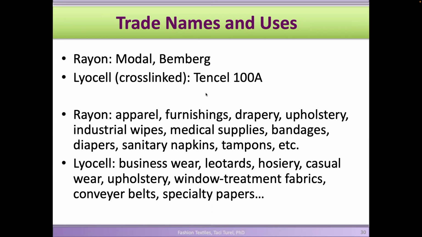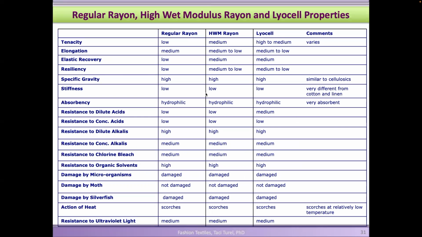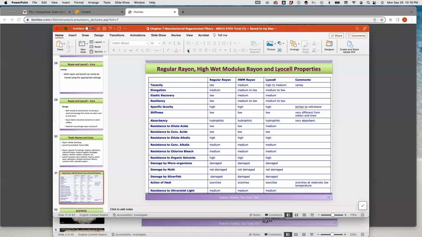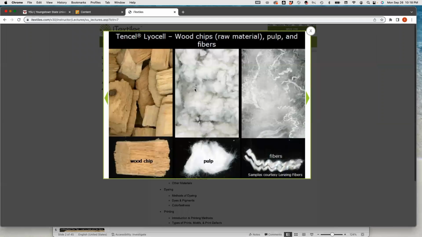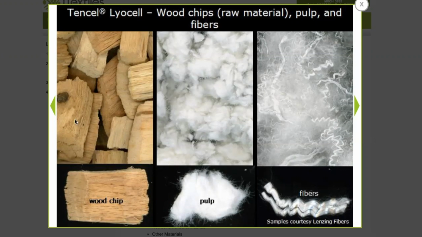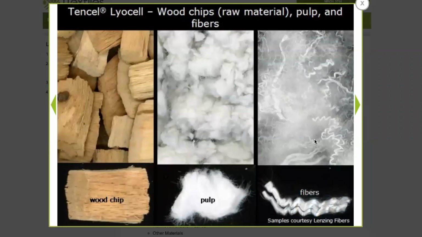So I'm going to show you guys a couple interesting uses of rayon and lyocell. If you go to your iTextiles, now this is Tencel or lyocell. Tencel is a registered trademark, as you can see. This is the raw material. Those are wood chips, and wood chips have cellulose. They're cellulosic plant-based materials. So this is your raw material, and then you have to create pulp out of this, and then the pulp is turned into fibers eventually.